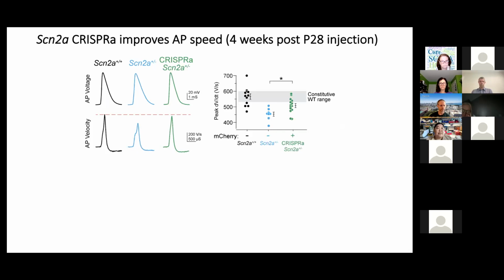Here we have plots of the peak action potential velocities from individual cells. And you can see that the neurons isolated from the heterozygous mice, shown in blue, are firing 30% slower than the wild-type cells, shown in black. And we were really encouraged to see that our CRISPRa-treated heterozygous cells, shown in green, are firing action potentials just shy of that wild-type velocity.